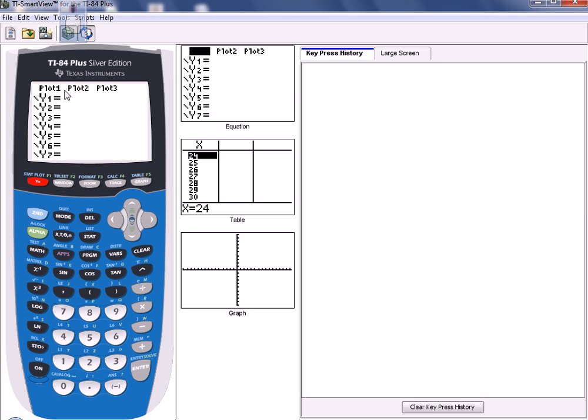Are we good? I turned off my plots and it said done. Now what do I do? Okay, now what we want to do is enter that first equation: Y equals the absolute value of x.